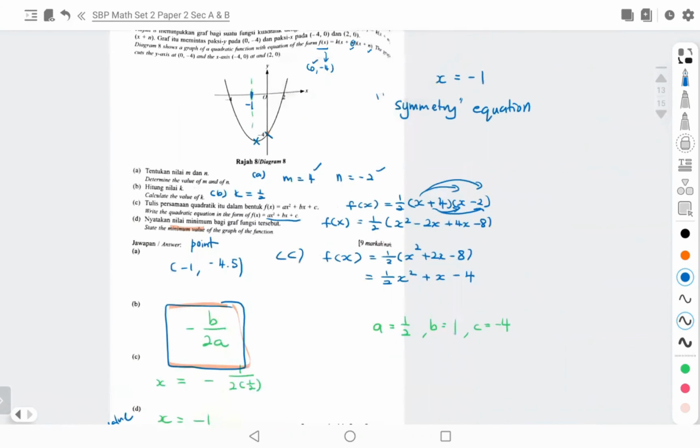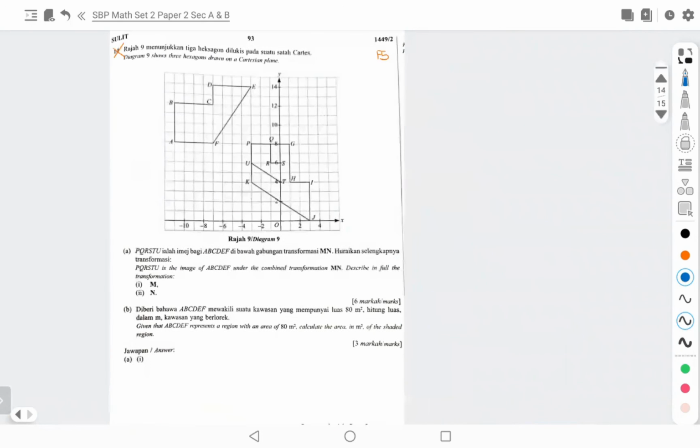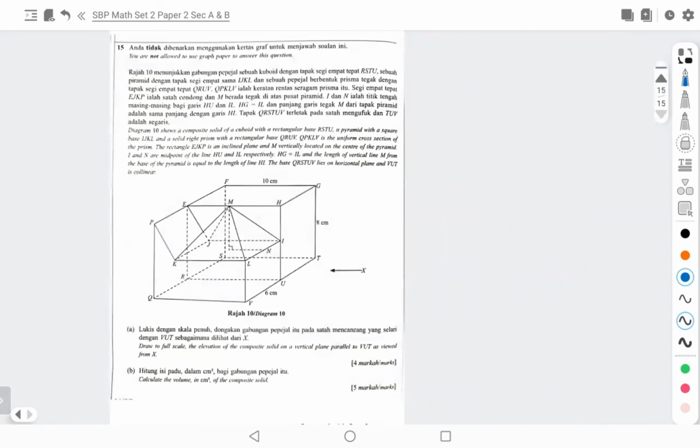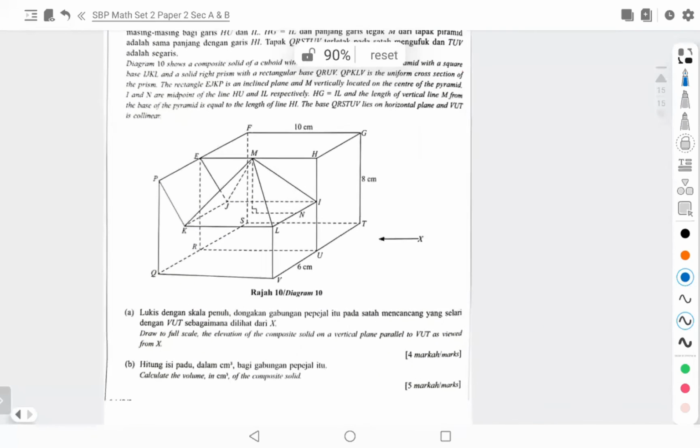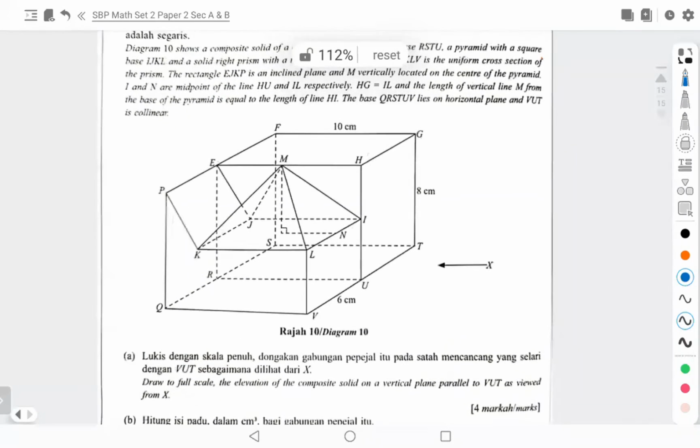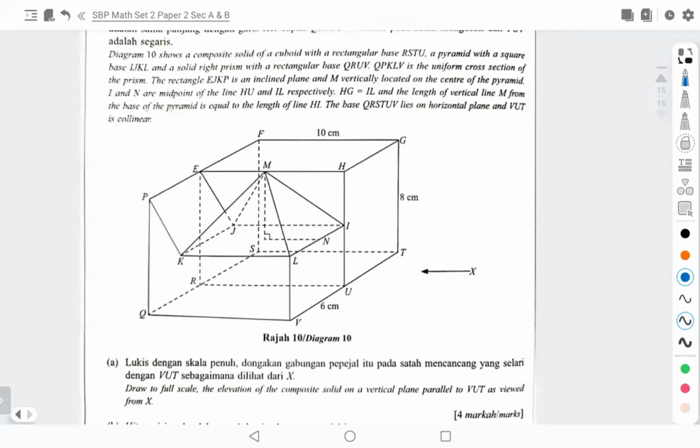Okay, one last question. Question 14 we also have to skip because it's Form 5. Yeah, Form 5. And the last question here, 15. Now for this kind of question, you got to read and then label. Label accordingly first, else you will be confused.